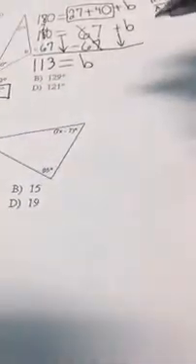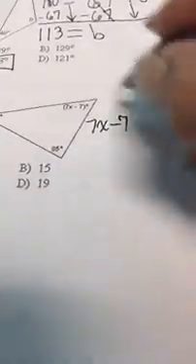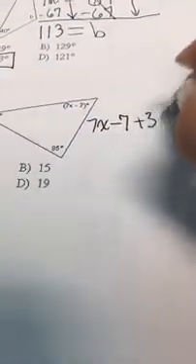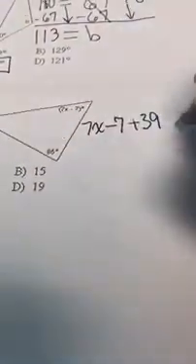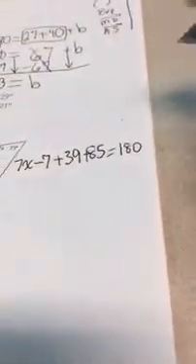Okay, number 108, you get it set up just the same. 7x minus 7 plus 39 plus 85 all equals 180. Now in this case, I put the 180 on the right. That's okay. Just make sure you keep that x over there on the left.